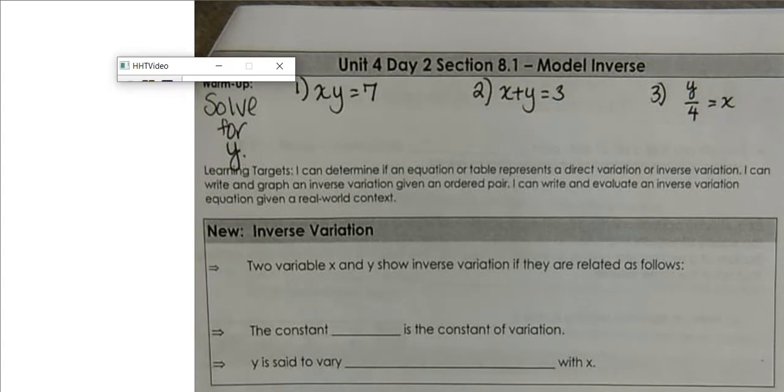Everyone, today we are going to learn about modeling inverse, or inverse variation. This is an extension of what our last lesson was about, which is direct variation. Before we get started, I would like you to do this really quick warm-up, which is a really important skill that you're going to be using in this lesson, which is simply solving for y. So please pause the video and complete this warm-up before we get started for today. When you have an answer, please restart it and we will see how well you did.